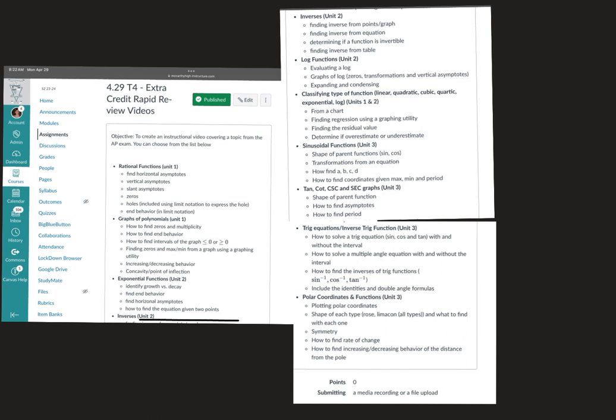Do you have a question? If you pick one of them, can you do one problem encompassing all of it? Yeah, sure. For example, let's say you pick a rational function. The only thing I would say with that is if it has a horizontal asymptote, it doesn't have a slant asymptote. So you might have to do two different parts.